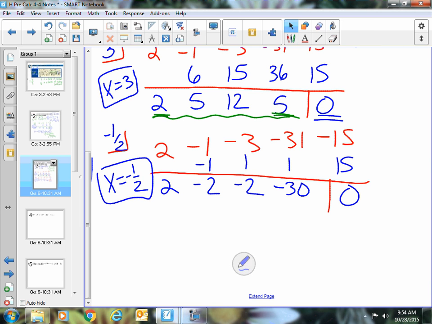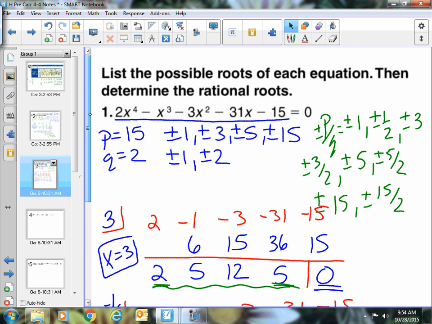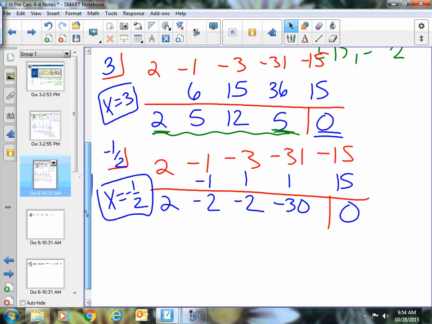Now if you looked at the graph, you realize that this graph doesn't cross anywhere else. Those are the only 2 solutions it has. Neither one of them are double roots either. They're not max or min points. So those are the only rational roots that we have. And that's what the question asked us for, right? Determine the rational roots. So we've answered that.